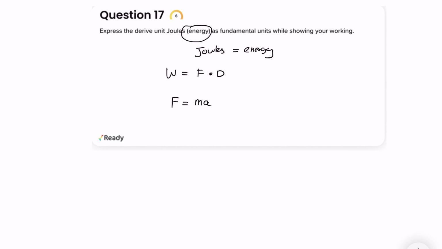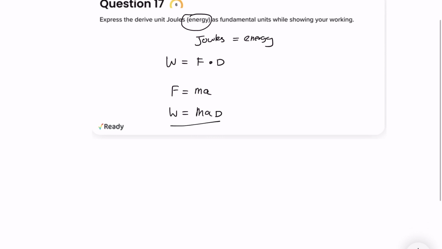Now, what we could do is go and work out what acceleration is by going through all the steps. So acceleration is equal to velocity over time, and velocity is equal to more fundamental units. But we can actually skip that step and just instantly substitute that in, because we know the fundamental units of acceleration by heart. And this is what we get for work. So let's just substitute in our fundamental units.